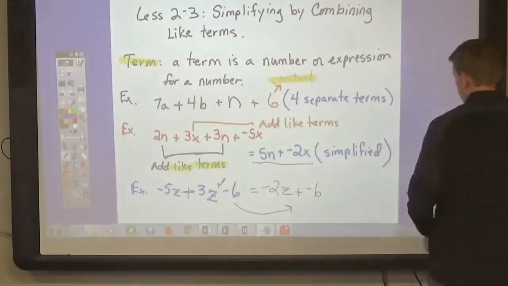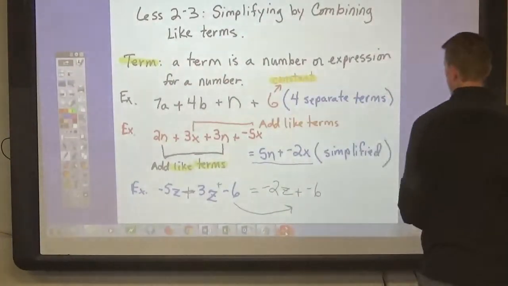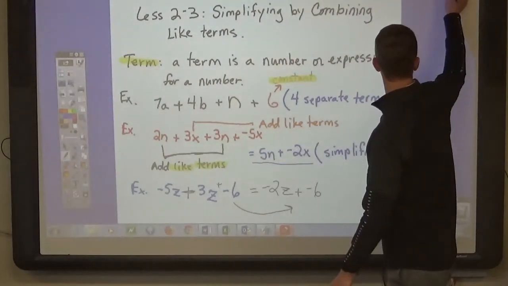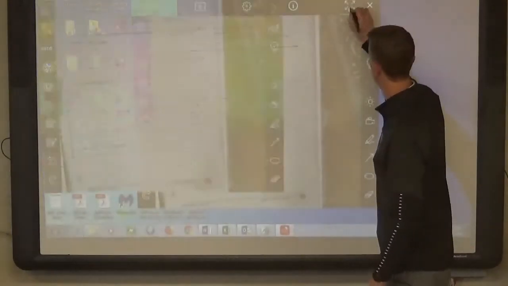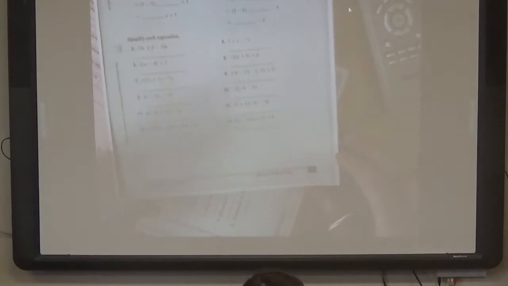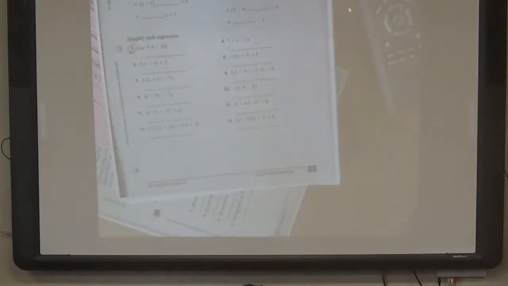Go to your worksheet. Let's practice adding some like terms. Skip the top part again. The top part is confusing and really is not necessary for your understanding. Just cancel that out. So, let's go right to number 3.